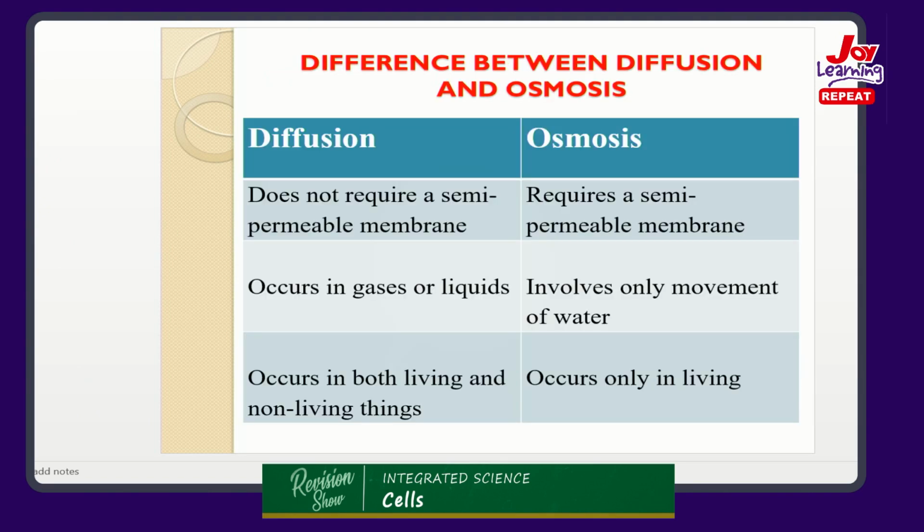Then we move on to the difference between osmosis and diffusion. We say diffusion does not require a permeable membrane. Osmosis requires a semi-permeable membrane. Diffusion can occur in gases or liquid. Osmosis only involves the movement of water. Diffusion can occur both in living and non-living things. As I said, osmosis only occurs in living things.